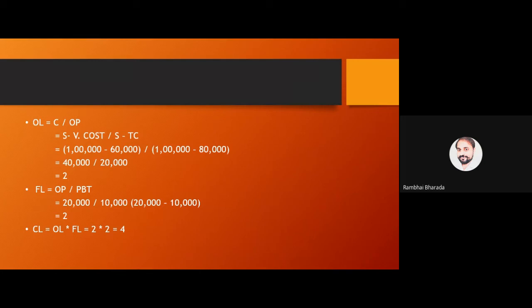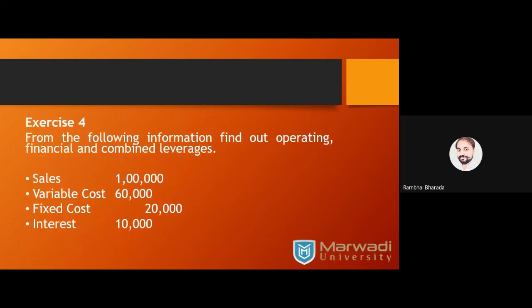So are we clear about this operating, financial, and combined leverage? Yes, Pratap. Sorry? TC, total cost, variable cost plus fixed cost, 60,000 plus 20,000. So all my dear students, are we clear about this? Those who are here in online mode.